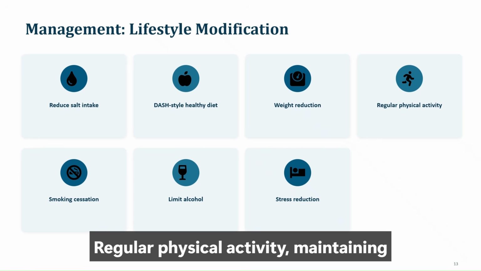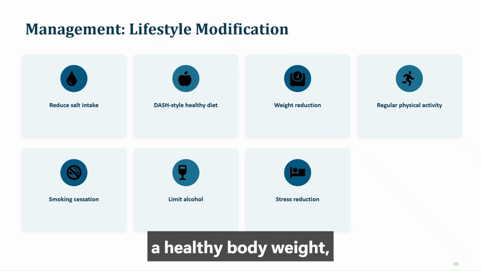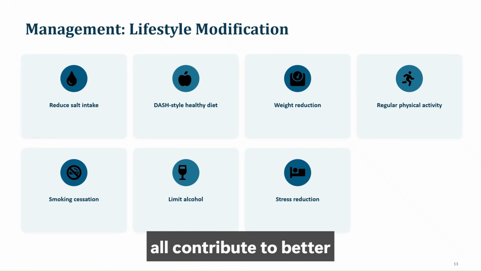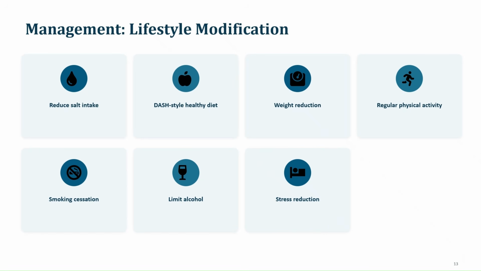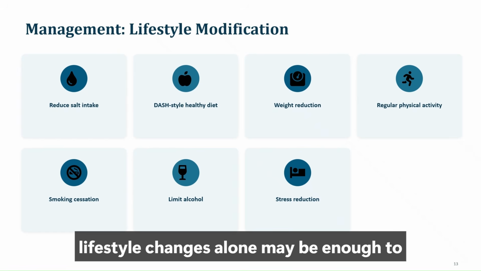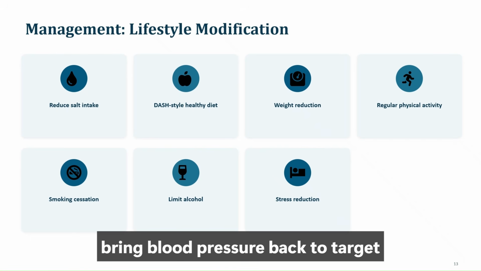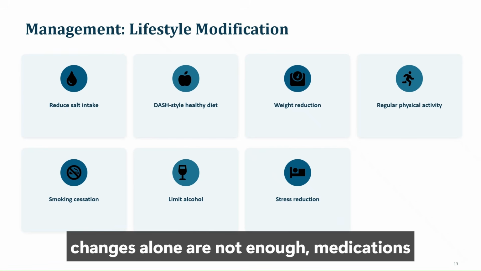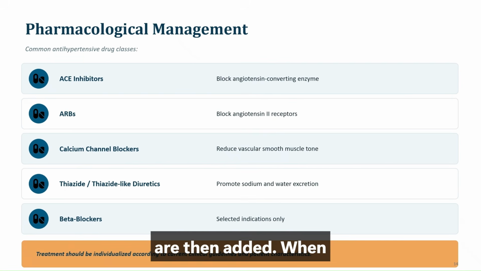Regular physical activity, maintaining a healthy body weight, stopping smoking, limiting alcohol consumption, and managing stress all contribute to better blood pressure control. In some patients with mild hypertension, lifestyle changes alone may be enough to bring blood pressure back to target levels. If lifestyle changes alone are not enough, medications are then added.